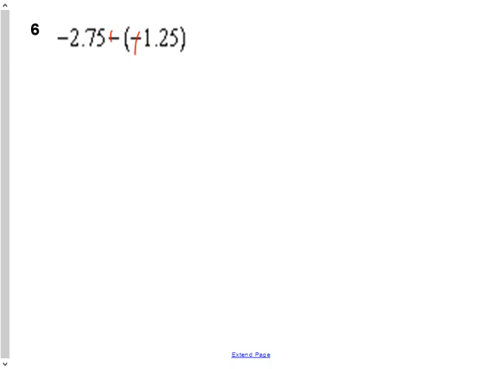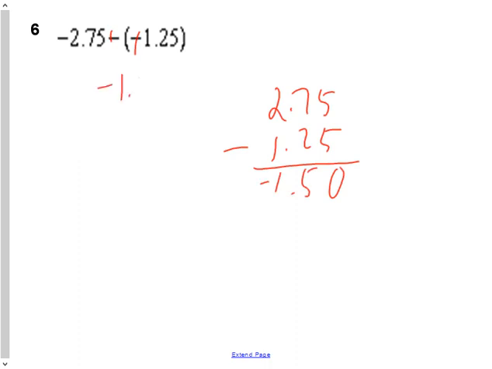I can say, what do I have more of, negatives or positives? Well, in this case, I have more negatives. So I have this many negatives and this many positives. How many more negatives do I have? I have 1.5 more negatives than I do positives. So my answer is -1.5. And if I estimated, -3 take away -1 would have been -2, which is pretty close to my estimation of -1.5.